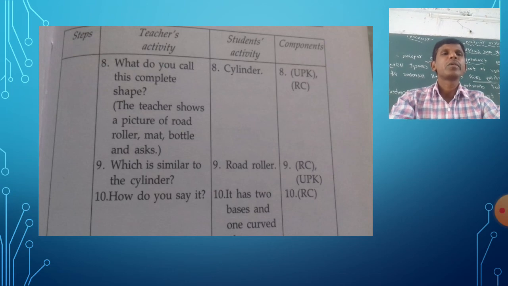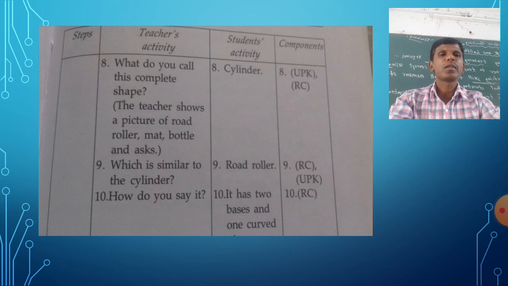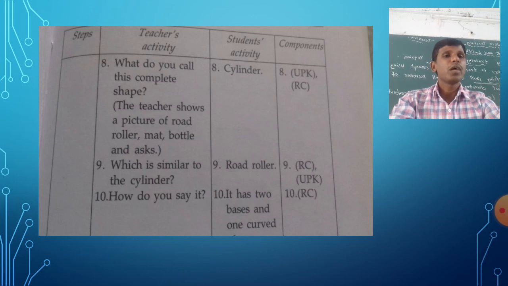Though by using previous knowledge, the student gives the answer cylinder, and this comes under the component of relevancy of questioning. We are not deviating the continuity, so it is called relevancy and continuity. So which is similar to the cylinder among the 4 or 5 examples we have given: road roller, mat, bottle, and all these things. Automatically they give road roller is the most similar one to the cylinder, that is also RC and UPK.